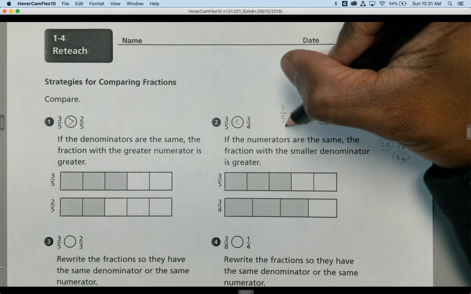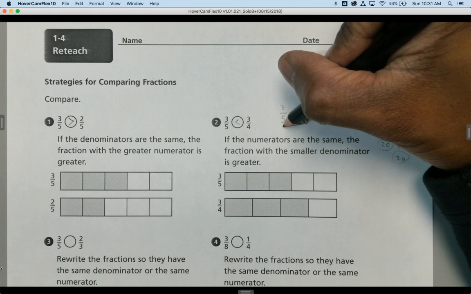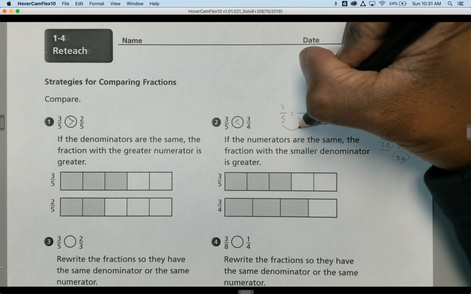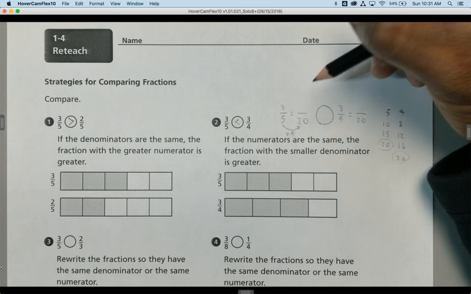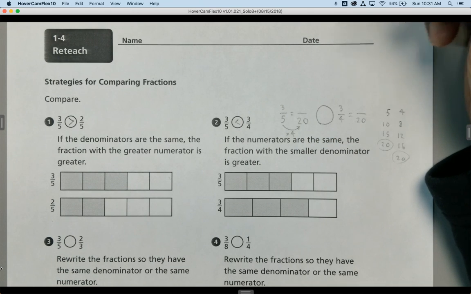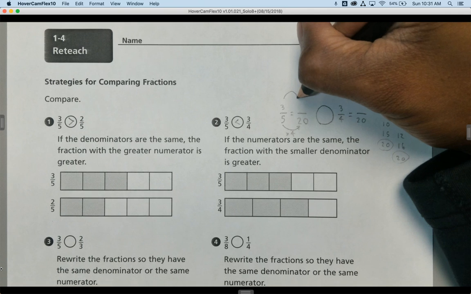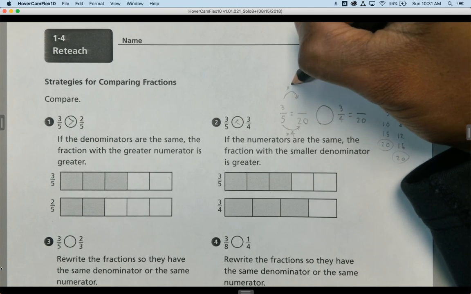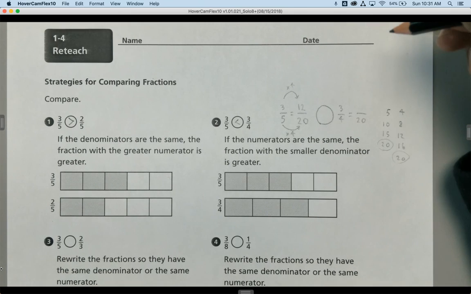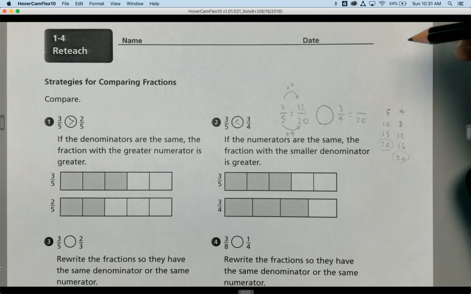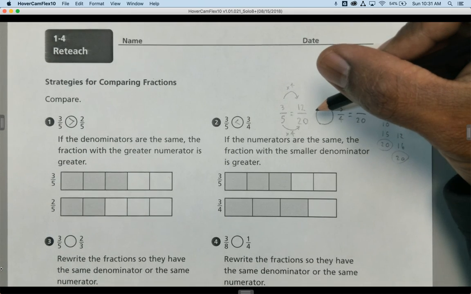Here, if I start with the denominator of 5 and want to end up with the denominator of 20, I must multiply by 4. We'll do the same to the top. And of course, 3 times 4 will get us 12. 3/5 is equivalent to 12 over 20.